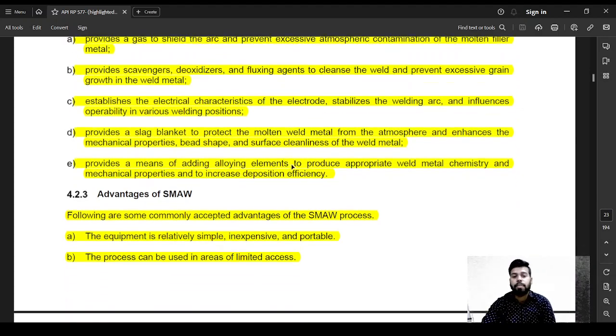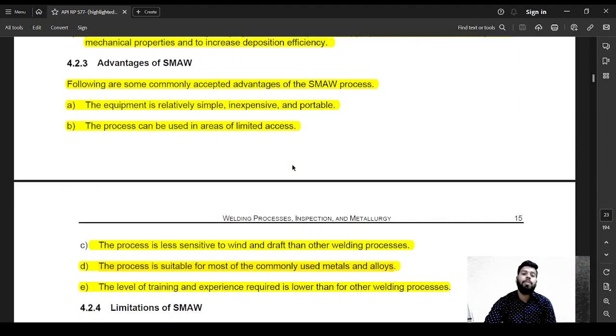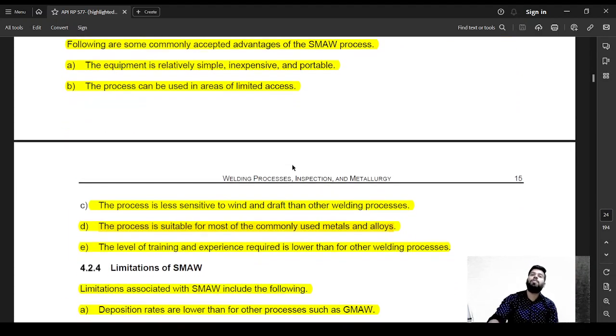So, advantages. The following are the most commonly accepted advantages of an SMAW process. It is the easiest process. Almost every welder knows how to do the SMAW process. It's a manual process, sometimes also known as manual metal arc welding. It is relatively simple, inexpensive, and portable, because you just need a power source, a holder, and an electrode.